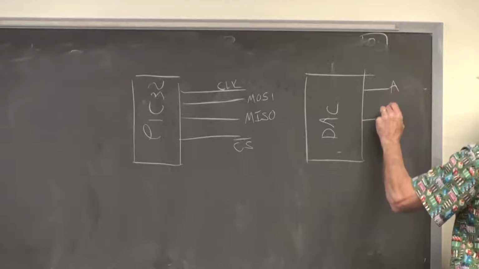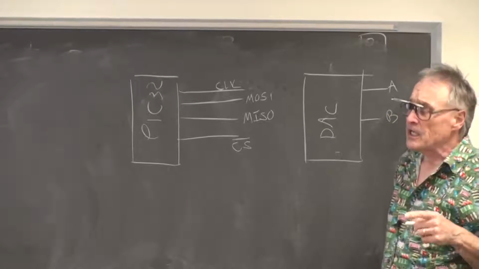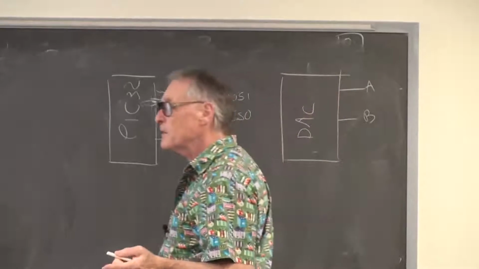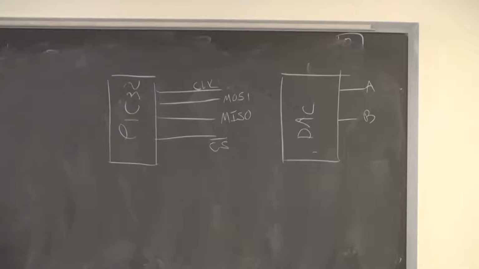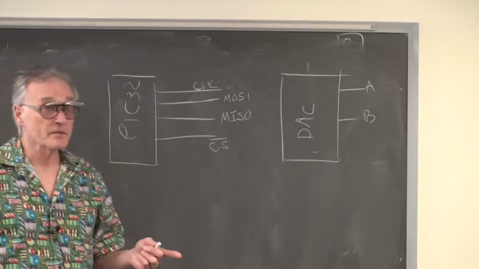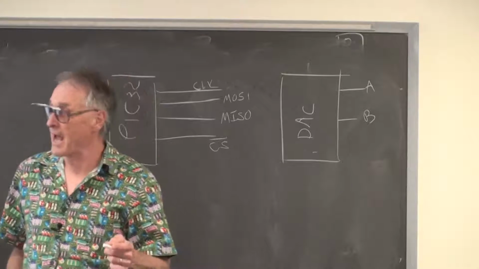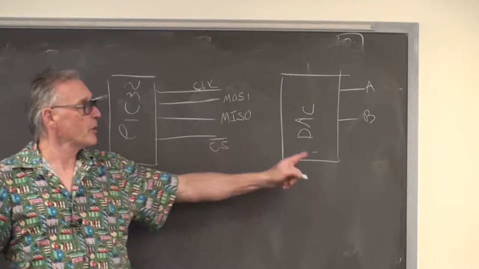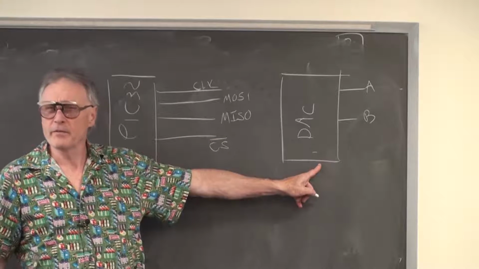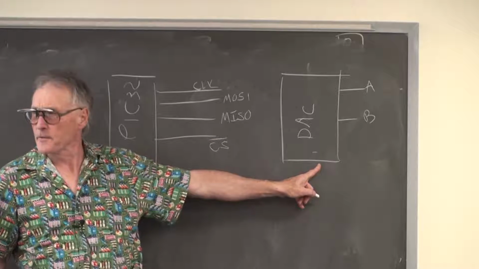It has channels A and channel B. Each of the two is a 12-bit channel. You can load both of them in less than 5 microseconds if you want. You don't have to load them that fast. The system will support a clock rate of, I believe the spec sheet says, 20 megahertz.